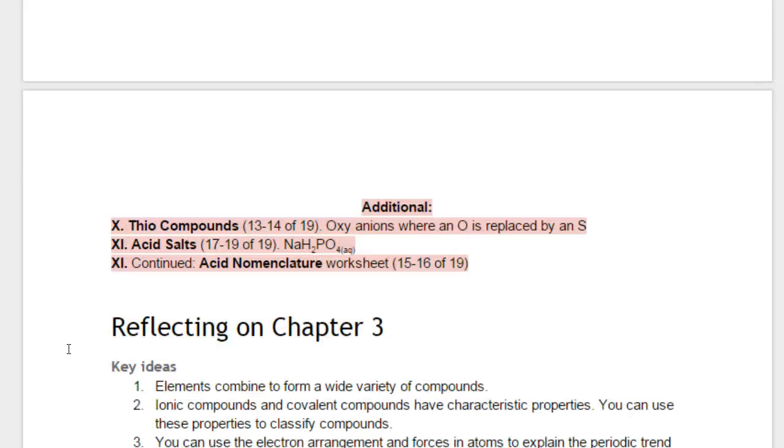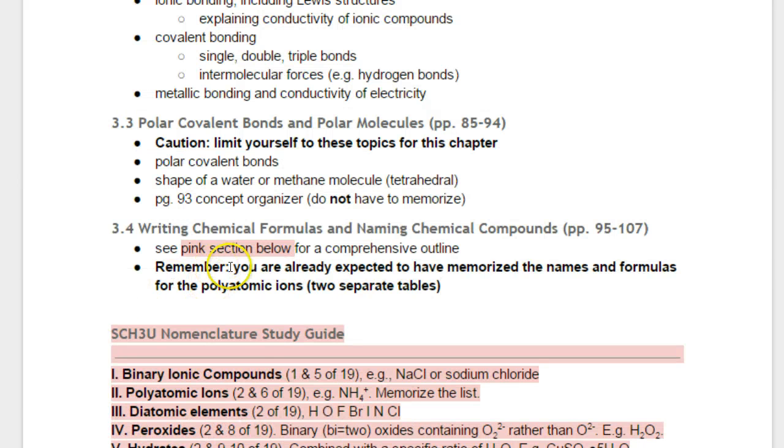And by the way, please remember that you need to memorize the names and formulas for the polyatomic ions. So you remember those are things like dichromate, sulfate, and so on. So you need to have those memorized.